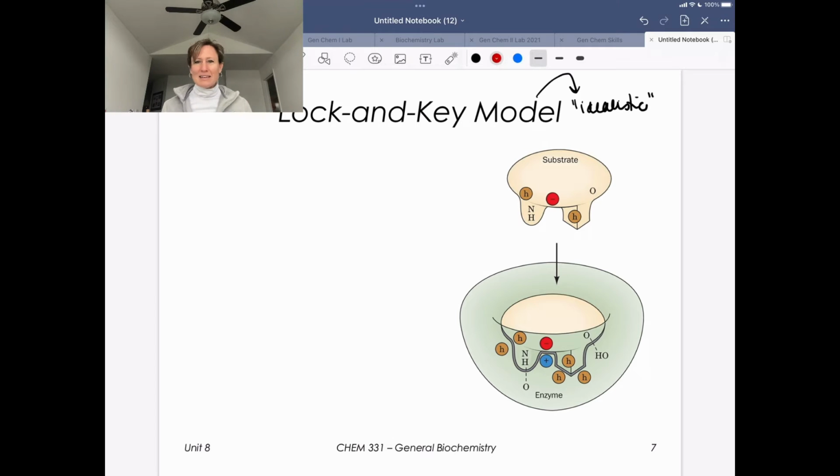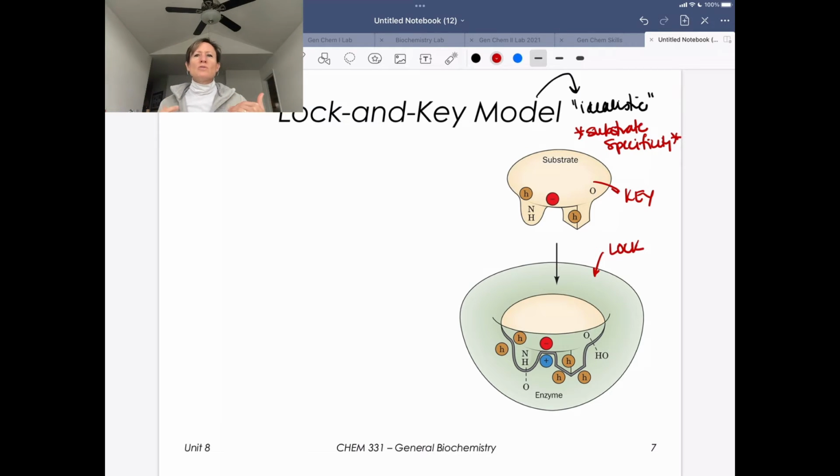So this lock and key model, again, is really great for thinking about substrate specificity. We use this even when we think about how insulin works, right? Insulin is kind of the key that opens the lock, if you will, to let glucose into your cells. So it's a very simplistic way of thinking, but it sort of makes sense, right? We think about substrates being like a key, and as we think about keys in our everyday life, they fit into certain locks.